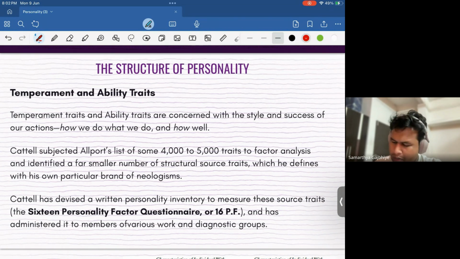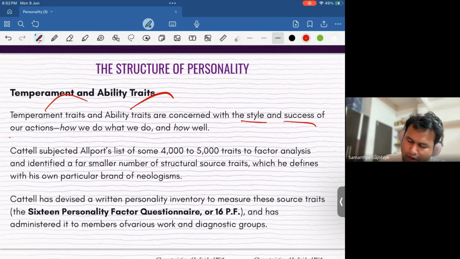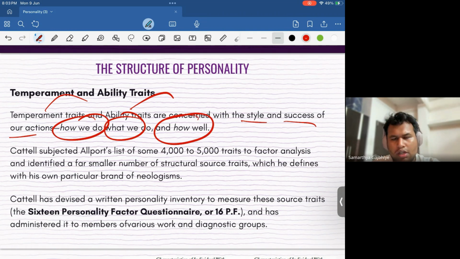What is the structure of personality according to Cattell? Okay, temperament traits and ability traits are concerned with the style and success of our actions: how we do, what we do, and how well we do it. So how well is basically ability. Okay, what we do is connected more to temperament.